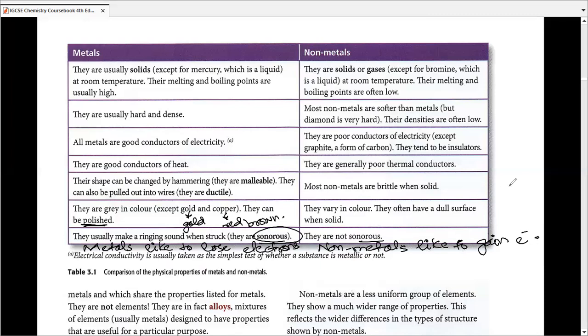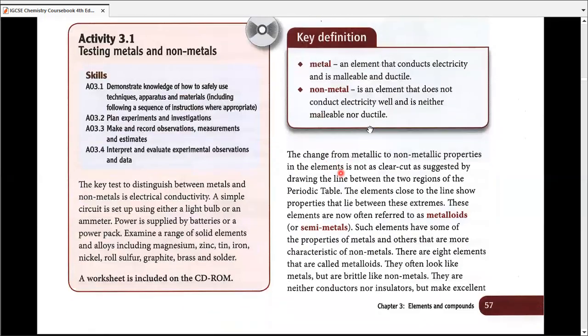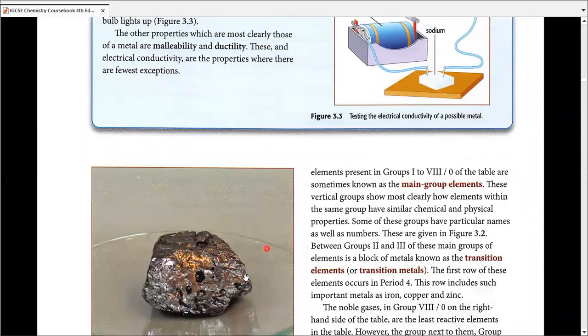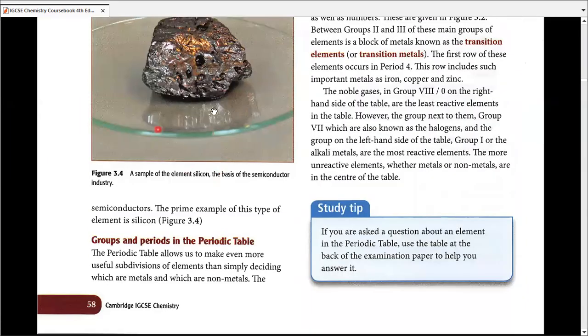Okay, so I'm going to erase those and move forward. Apart from metals and non-metals, there are metalloids. We also call them semi-metals. They have the properties of both metals and non-metals, so we call them metalloids. We use them for semiconductor chips, and most computers are made out of them. Silicon is the best example for that purpose. That's why we have a diagram of silicon on the next page.